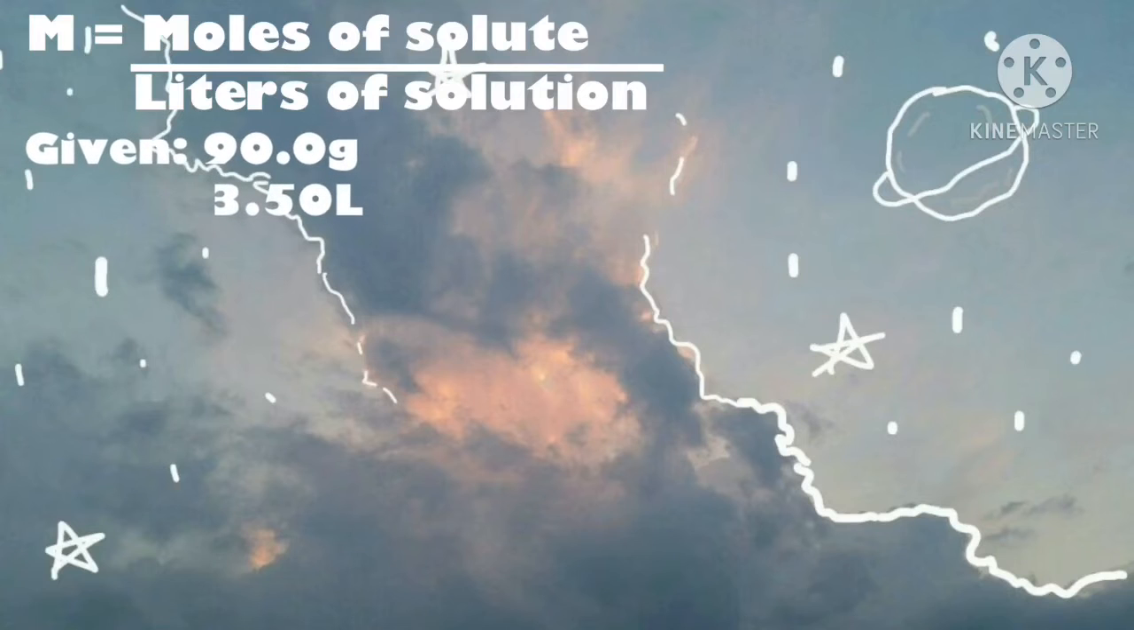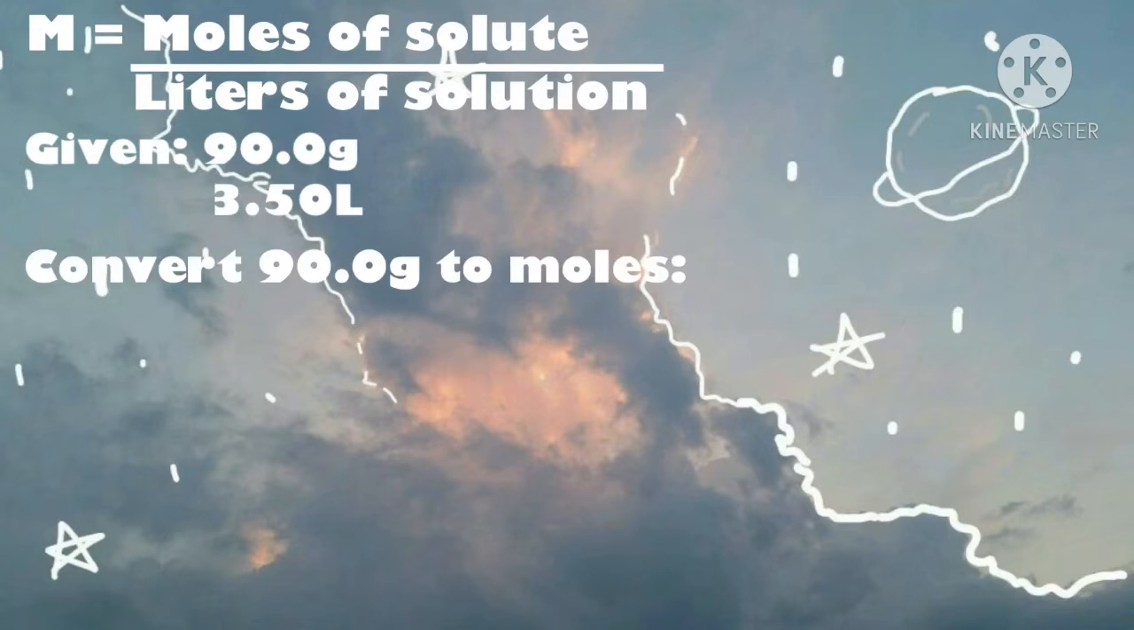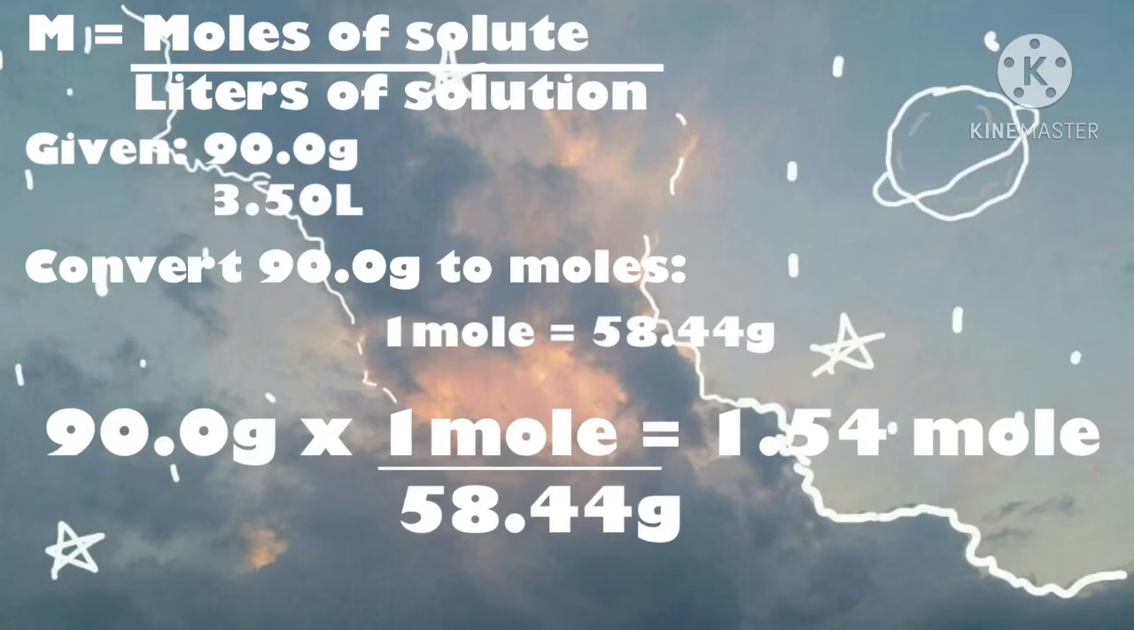So here are the given values in the problem: 90.0 grams and the liters, which is 3.50 liters. As you can see, there is no moles of solute mentioned in the problem. Therefore, we will be converting the 90.0 grams into moles. Note that for every mole, it is equivalent to 58.44 grams. So let us calculate it. 90.0 grams times 1 mole over 58.44 grams, we will be having 1.54 moles of sodium chloride because the unit grams will be cancelled out.